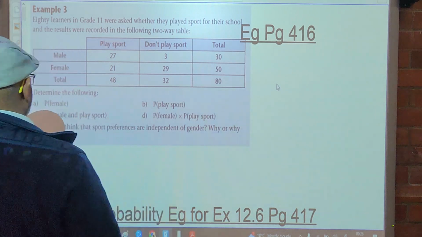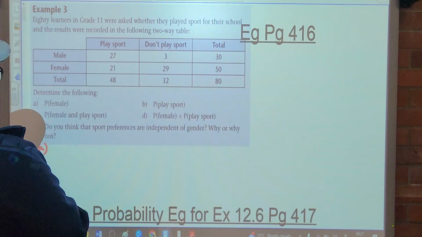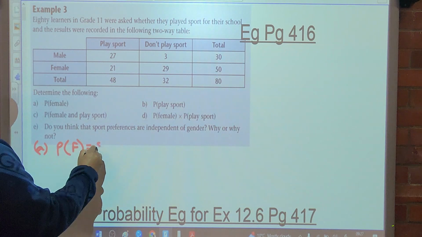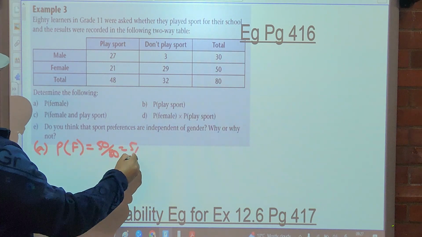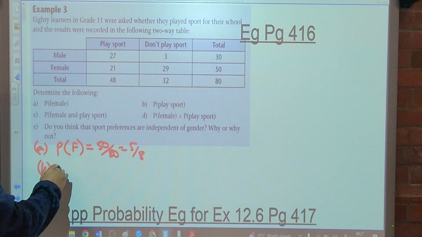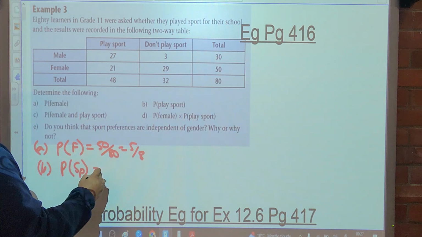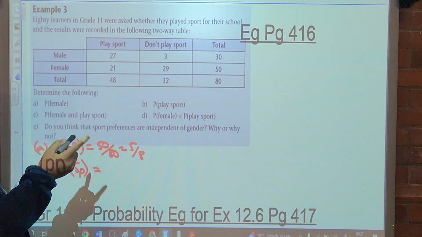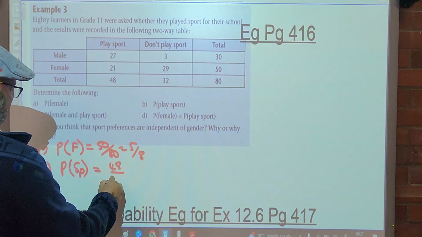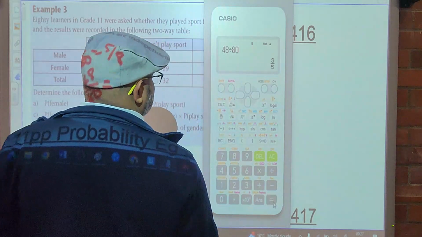First question, determine the following. The probability of being female. The person chosen at random is female. The probability of female is 50 out of 80, which is 5 out of 8. B. Play sport. So play sport. It's going to be, you see they didn't specify male or female. So I'm going to go with sport. 48 out of 80. So 48 out of 80 gives us 3 over 5.